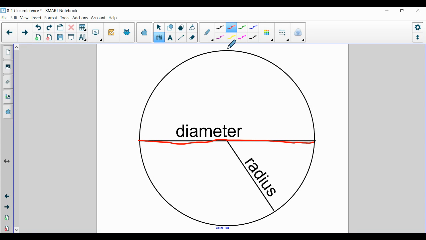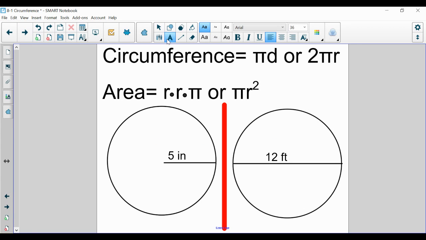If I have something that starts at the center, though, and goes just to one side, so it goes halfway across the circle, that would be called the radius. So a radius is half of the diameter, so two radiuses equal one diameter together. Going along with that, let's review what our formulas were then.